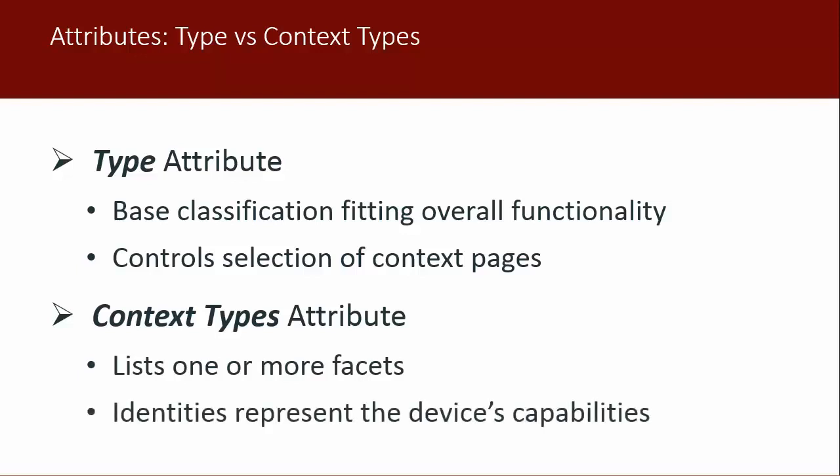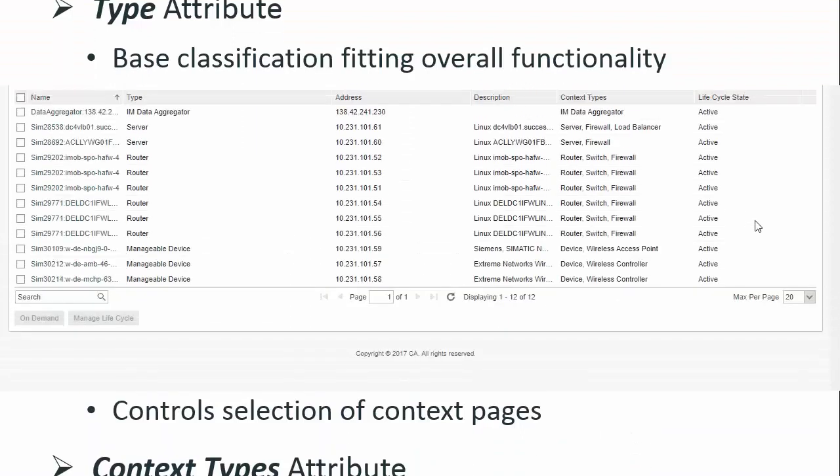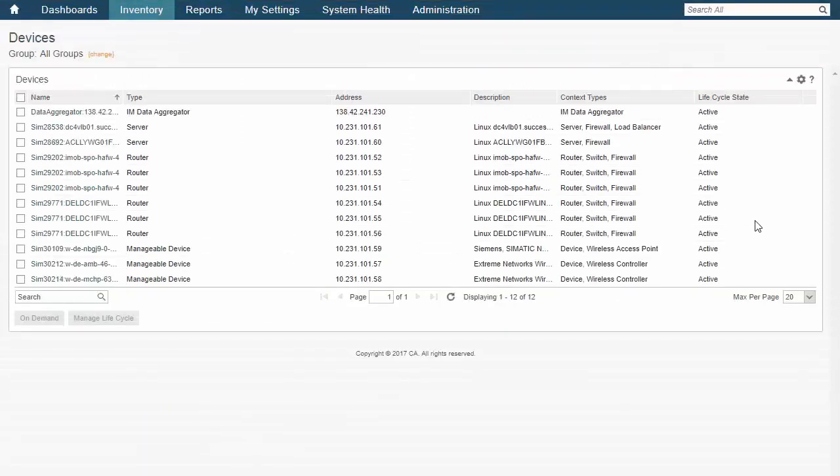represent the device's capabilities. Returning to the device inventory, this device has an overall classification as a server while having the capabilities of a server, firewall, and load balancer. This device is typed as a router while having router, switch, and firewall capabilities.